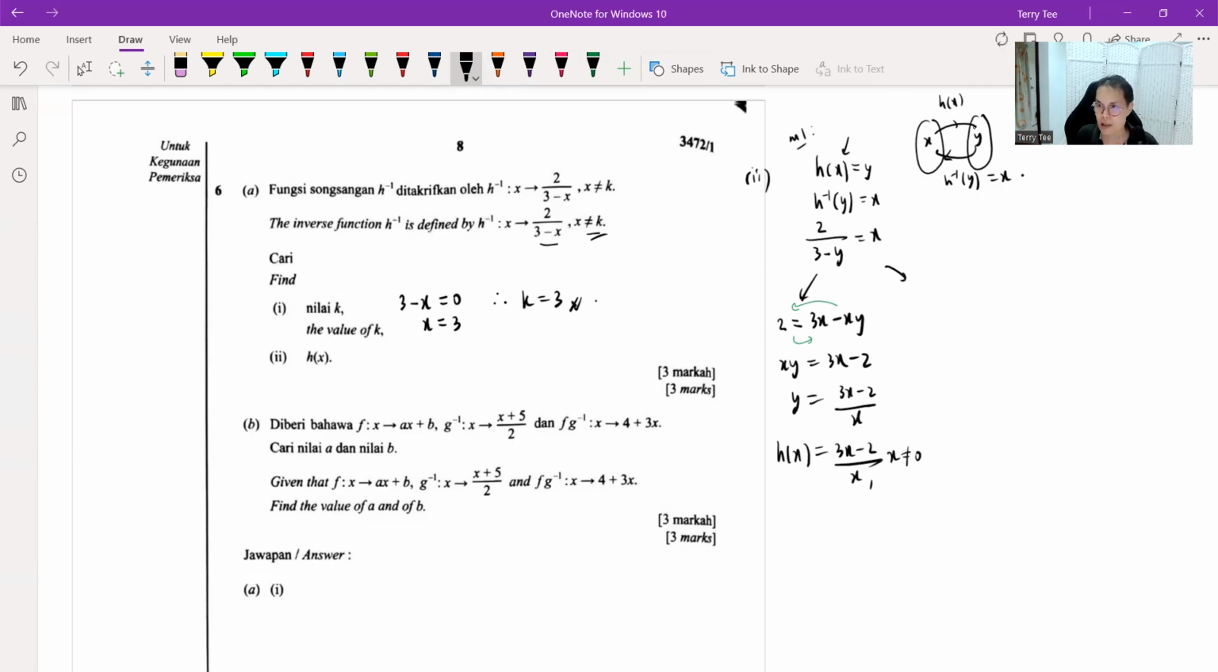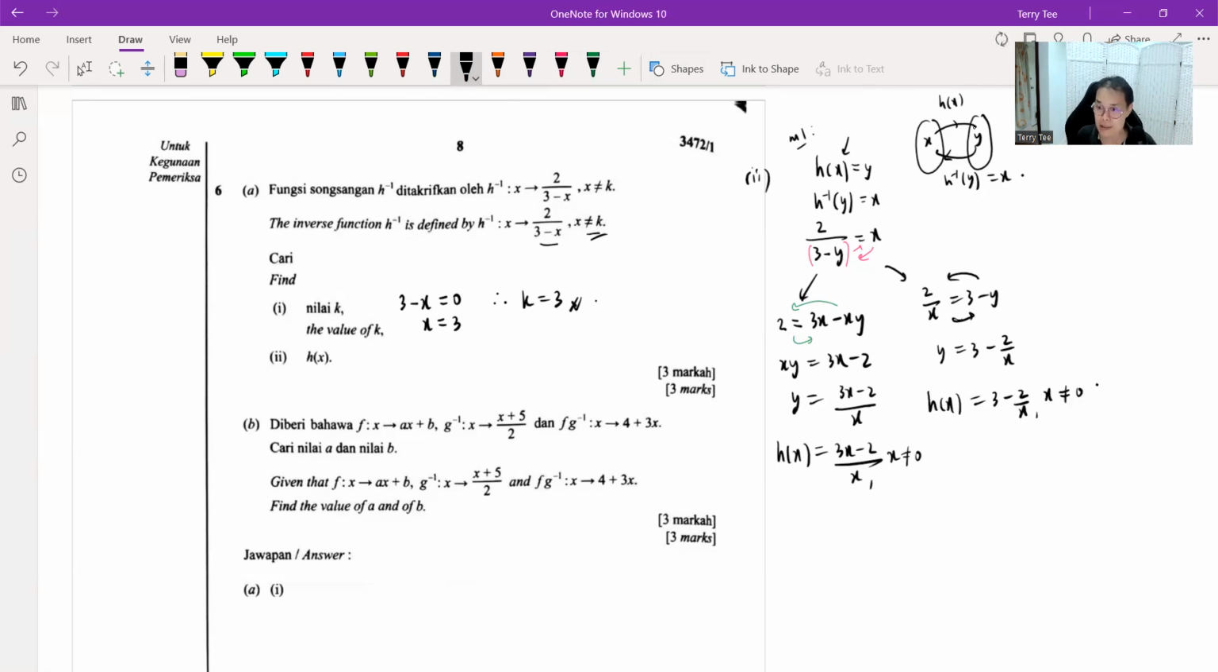Now, on the other hand, some people may say, for me, personally, I don't like to do this. I like to switch up and down. 2 over x equals 3 minus y. The entire 3 minus y, I bring it up. The x, I bring it down. Just switch it over. And bring the y over, bring this over. Your y is 3 minus 2 over x. And what's your y? Your y is your hx. Your hx is 3 minus 2 over x. And your x not equals to 0.